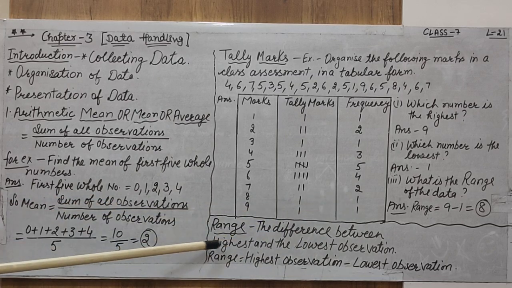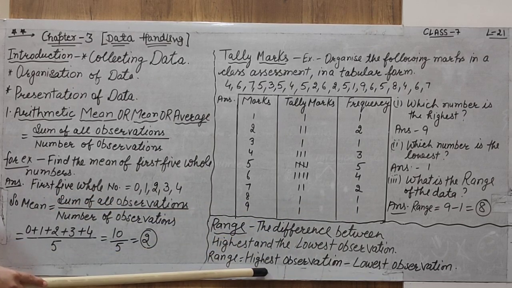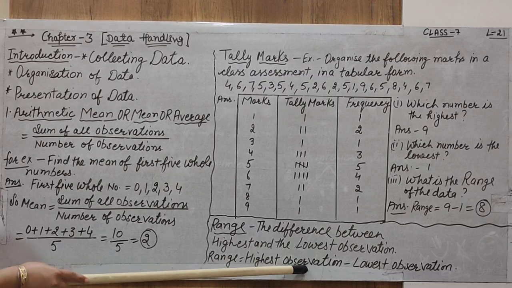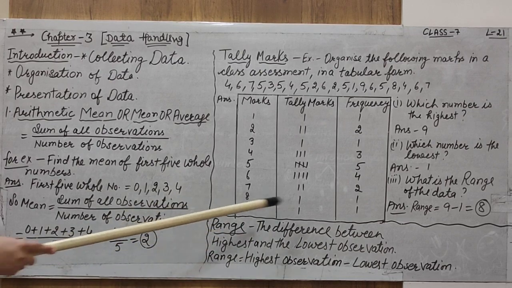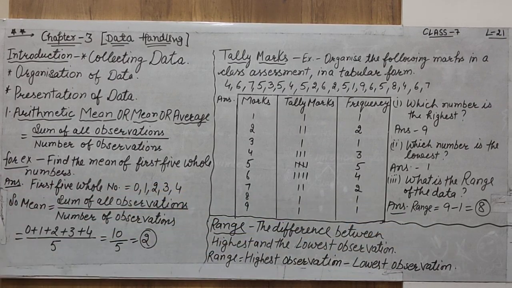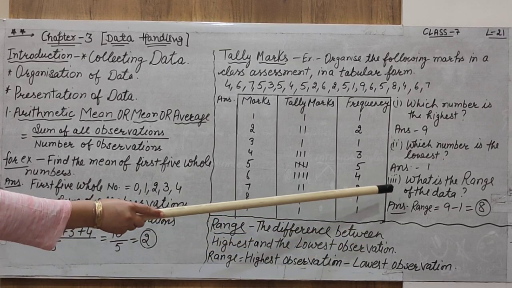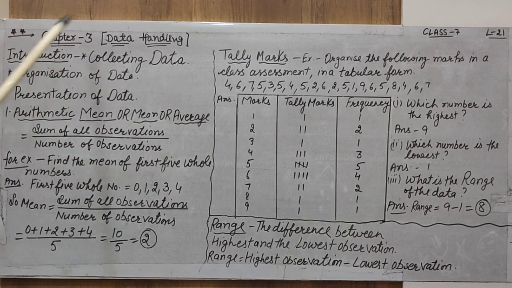You understand this? The observations, that is the marks, are given here. So highest marks minus lowest marks. What are the highest marks here? 9, and the lowest marks are 1. So here the range is equal to 9 minus 1, that is equal to 8. On that basis you can do a few questions.